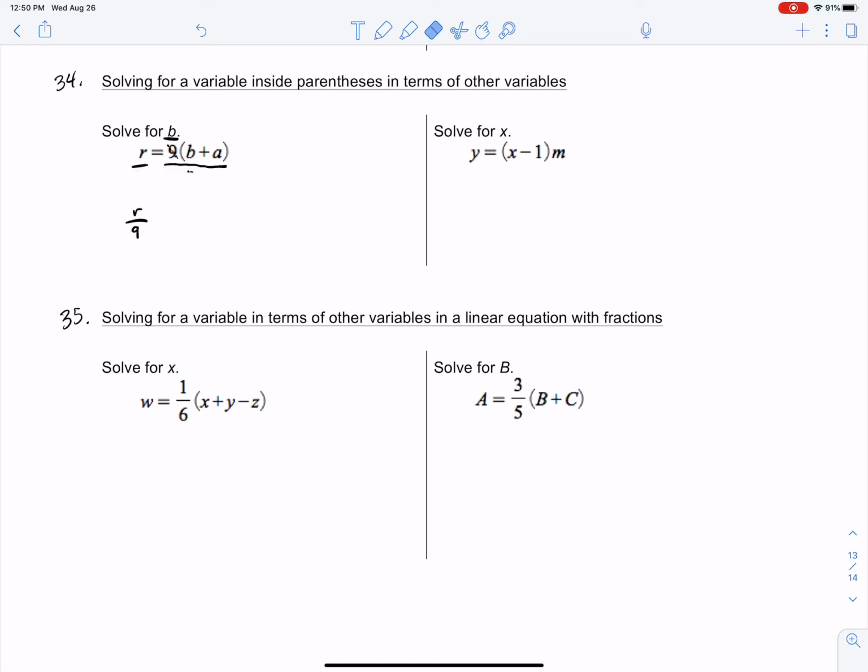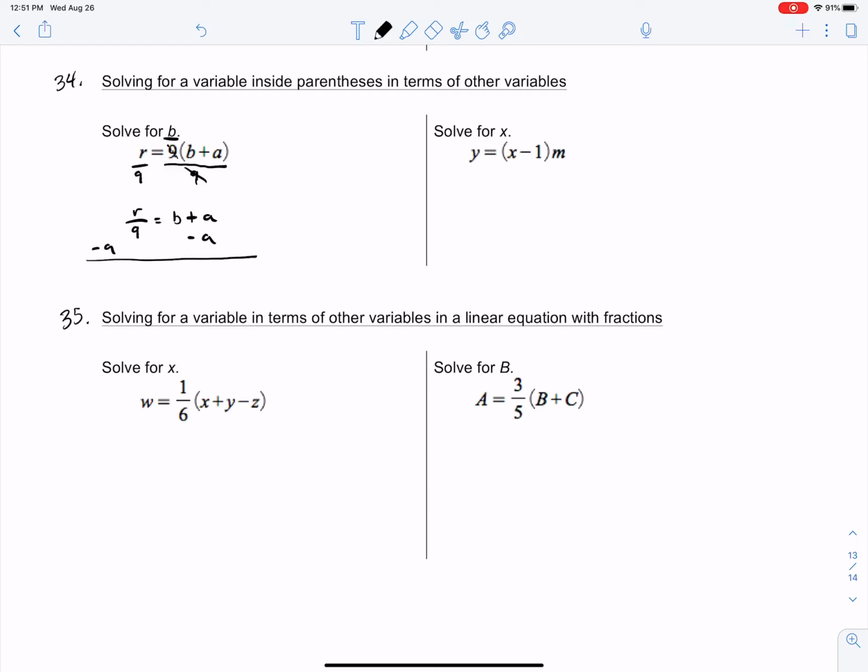I don't want you to confuse this. My 9s look a lot like my a's, so let me be a little bit more clear here. Equals b plus a. Well, I have another dilemma. My b is still not isolated by itself. How do I get rid of that a? If there's a positive a, to get rid of it, I need to minus a. And if I minus a from the right-hand side, then I need to minus a from my left-hand side.